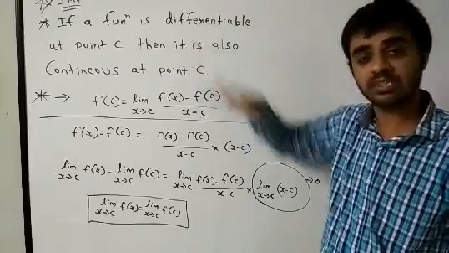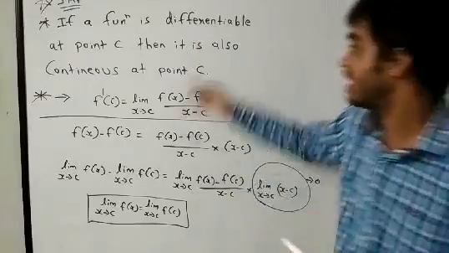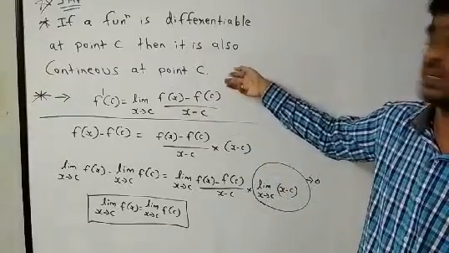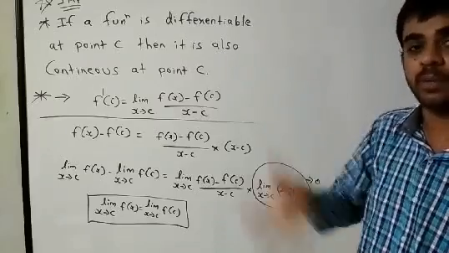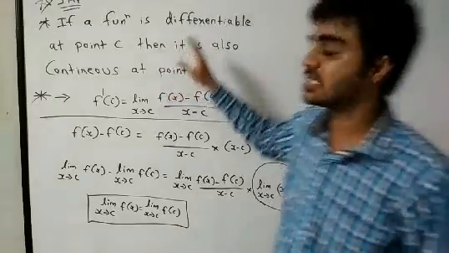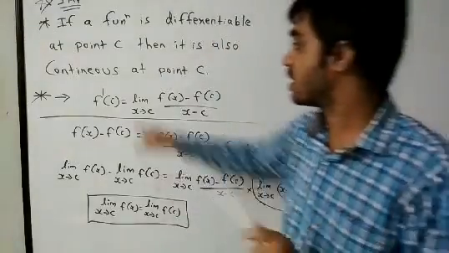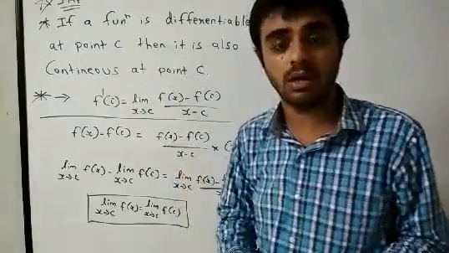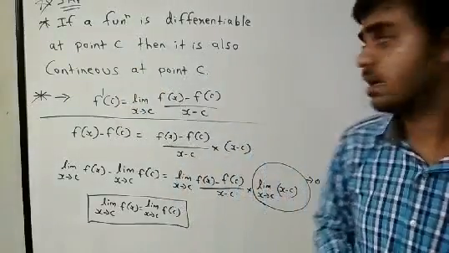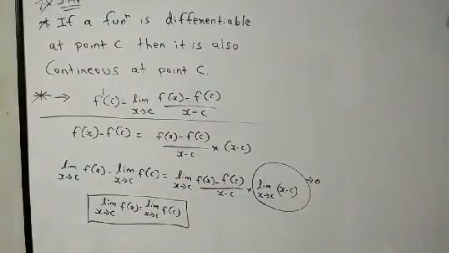ठीक है, तो ऐसा हो भी सकता है और नहीं भी हो सकता है. लेकिन in this, अगर फंक्शन डिफरेंशिएबल है एक पॉइंट पे, जैसे कि पॉइंट सी पे, तो फंक्शन कंटिन्यूअस है. लेकिन ऐसा जरूरी नहीं है कि अगर फंक्शन कंटिन्यूअस है तो डिफरेंशिएबल भी होगा, नहीं भी हो सकता है. ठीक है. So this you write in your notebook.